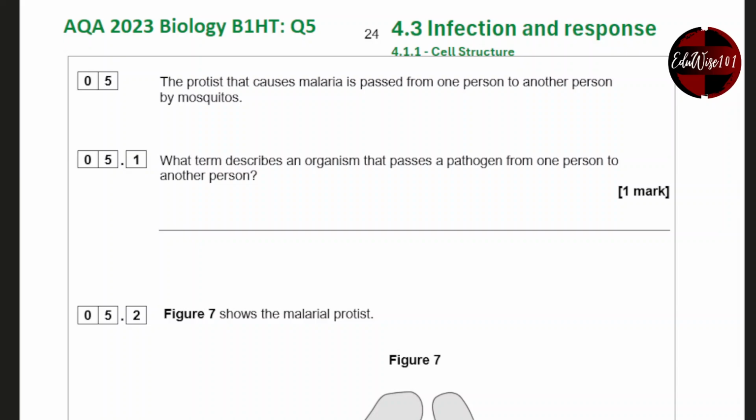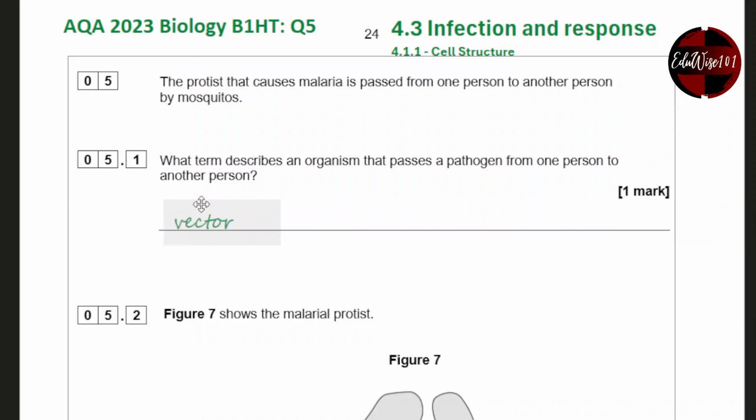In this video, I'm going to go through the AQA 2023 Biology Paper 1 Higher Tier, question number 5, which is mainly on the topic from infection and response, but it's focused on the cell structure. The protist that causes malaria is passed from one person to another person by mosquitoes. What term describes an organism that passes a pathogen from one person to another? It's called a vector.